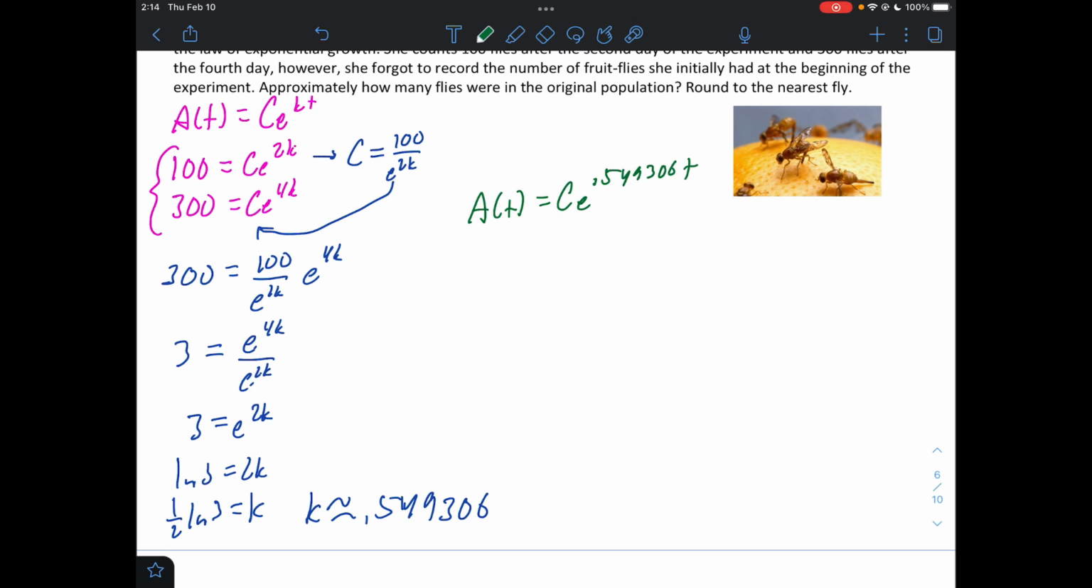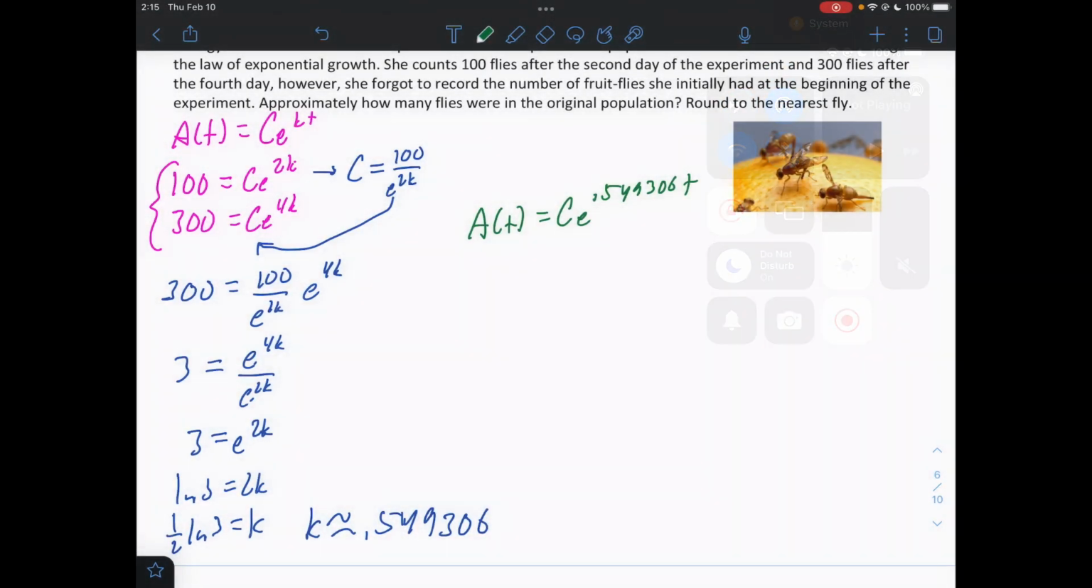Okay, now the question says approximately how many flies were in the original population. So we want to solve for our original amount. If we put 0 in for t, now we should be able to figure this out. But if you look at it right now, we actually have 3 variables, and that's not good. So what we can do is replace C with what we have right here for C, since we know what k is. And then we only have 2 variables. And then we're going to put t equals 0 in because we want the initial amount.